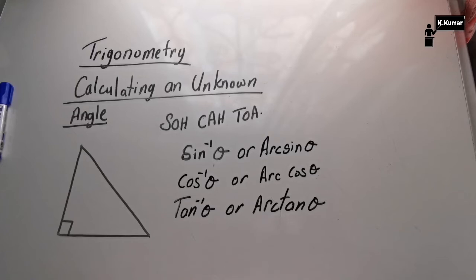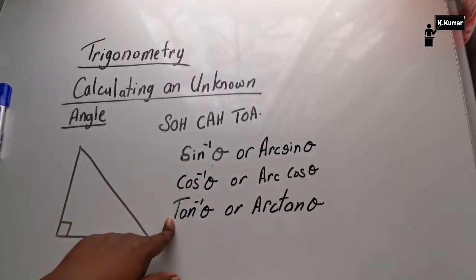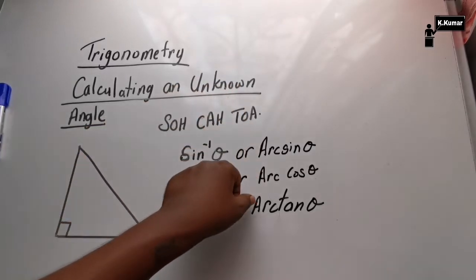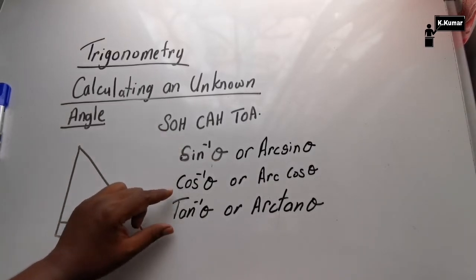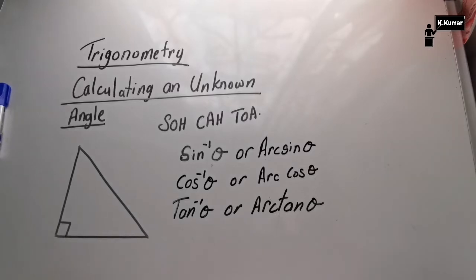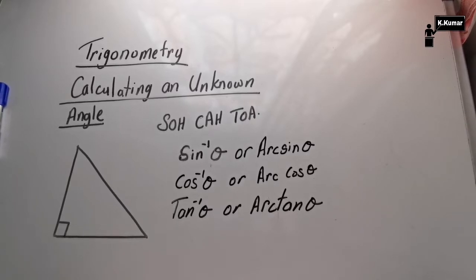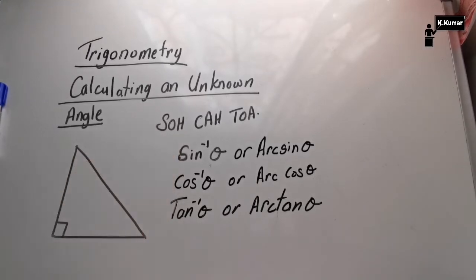Now when you're finding the missing angle, you have to use the sine inverse, the cosine inverse, and the tan inverse. In some cases you would see it as arc sine, arc cos, and arc tan. To find these three functions, you have to use the second function on your scientific calculator, and you would find them right above the regular sine, cos, and tan buttons. So look for them, and let's go into some examples on how to use them.